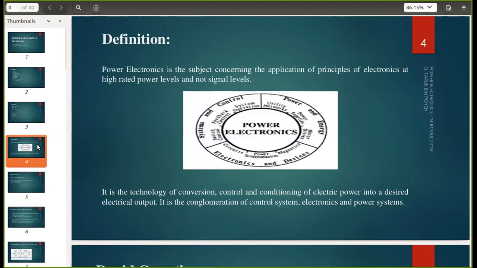So let us go with the first very basic topic, which is the definition of power electronics. So what is power electronics? Power electronics is the subject concerning the application of the principles of electronics at high rated power levels, not at the signal level.